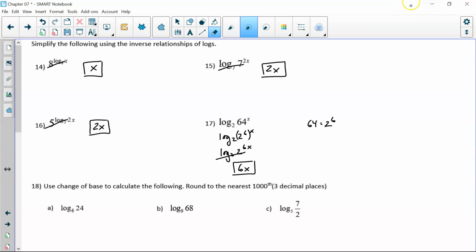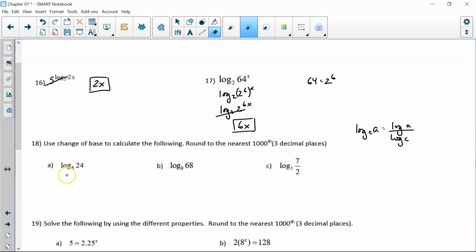Here we're going to use our change of base. So log base c of a, we write that as log of a over the log of c. So the log of the base goes in the denominator. Just keep that in mind. So for number 18a, it's the log of 24 divided by the log of the base, which is 6. When you type that in, you're going to get a value of 1.774.